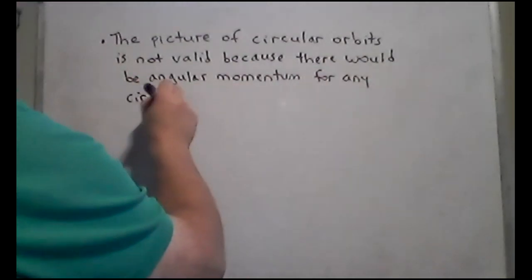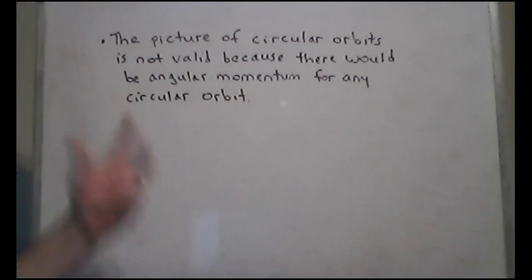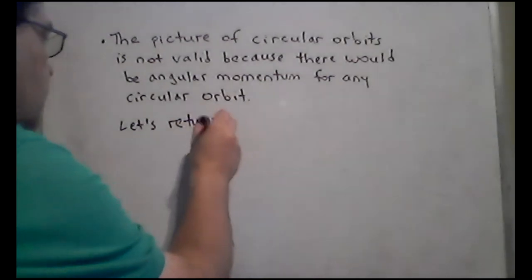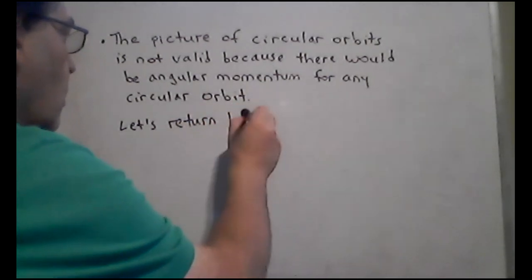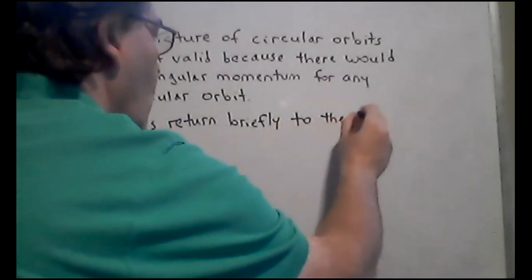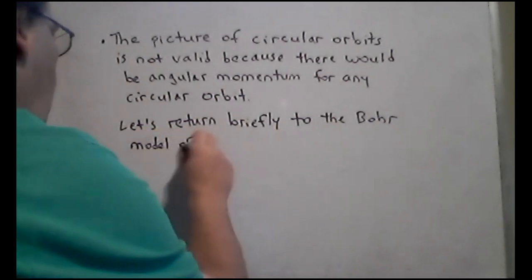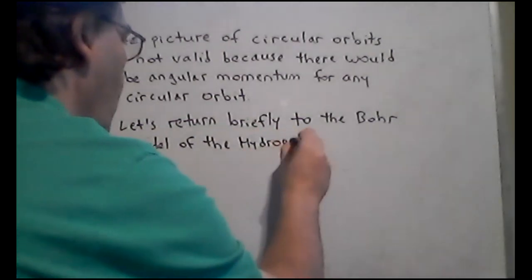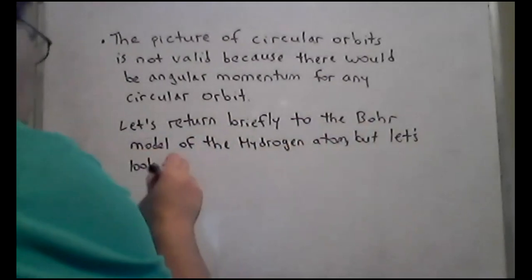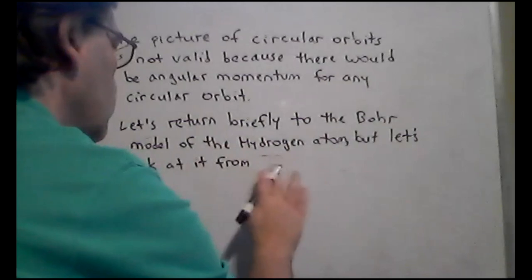Let me give a little special example here. This is where Niels Bohr was wrong. A circular orbit would mean there must be angular momentum for any kind of particle going around the circle. Well, let's return briefly to the Bohr model of the hydrogen atom. But let's look at it from the perspective of true quantum mechanics, Schrodinger quantum mechanics.